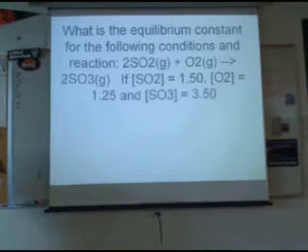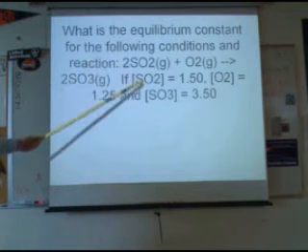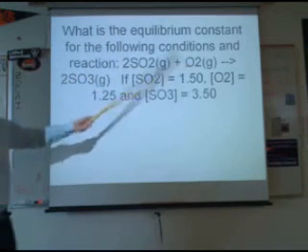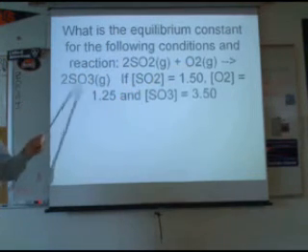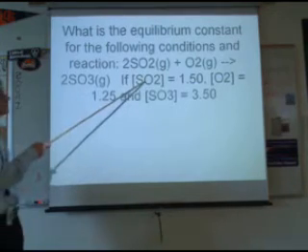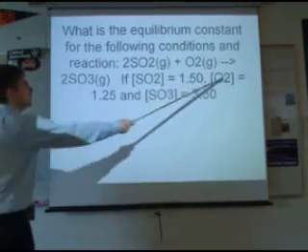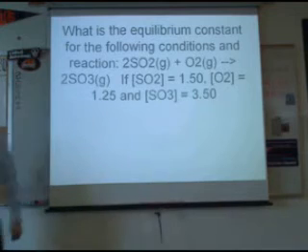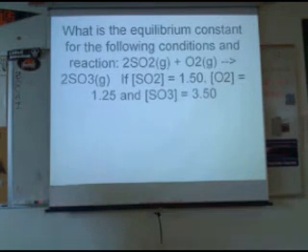All right, so give this one a shot. If you have the equation 2SO2 plus O2 gives you 2SO3, and those are your concentrations, SO2, O2, and SO3. Solve for K.